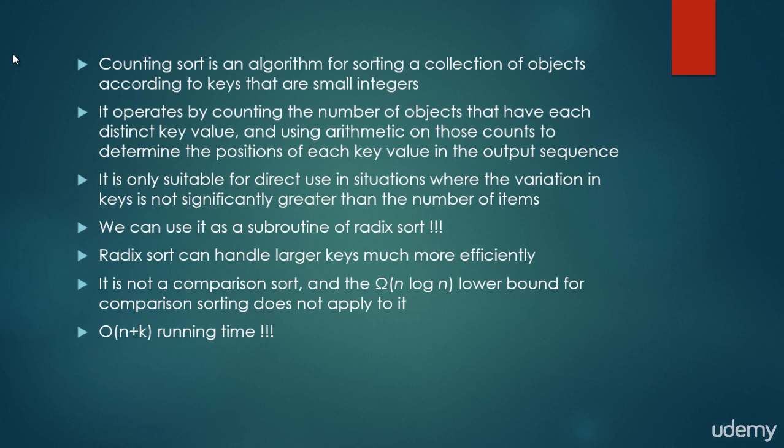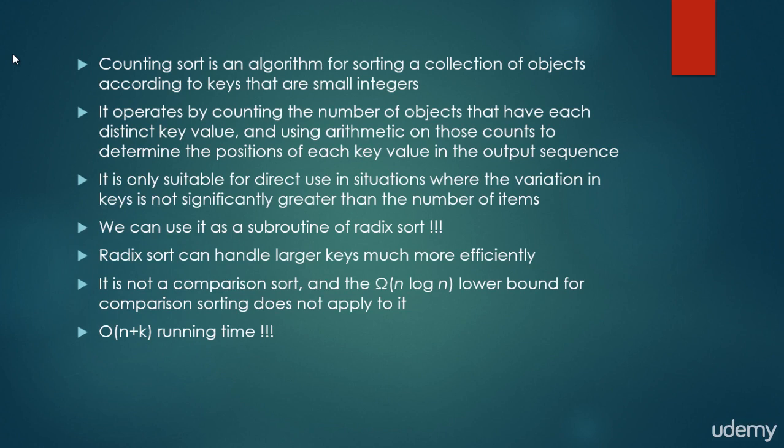And it is not a comparison sort, so the n log n lower bound for comparison sorting doesn't apply to it. For sorting algorithms, the lower bound is usually n log n, such as for heap sort, merge sort, and quick sort. But for these algorithms, we always compare the items. And there are algorithms such as radix sort or counting sort for which we don't have to use these comparisons.